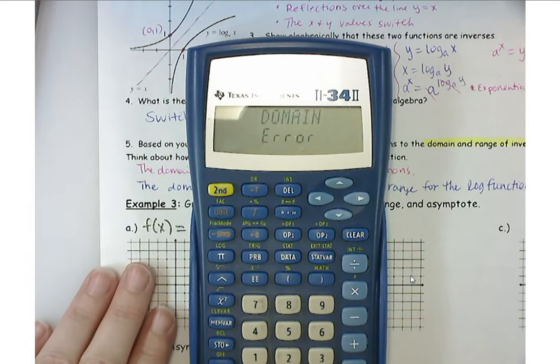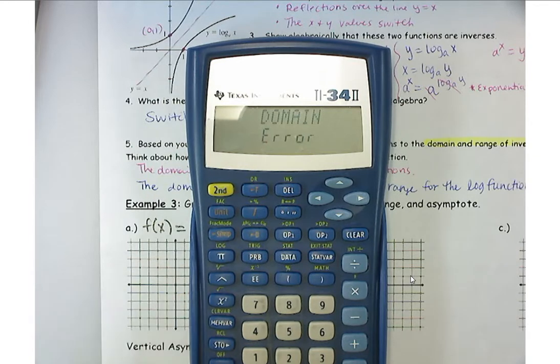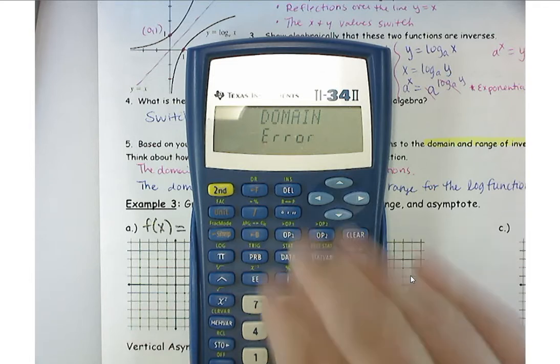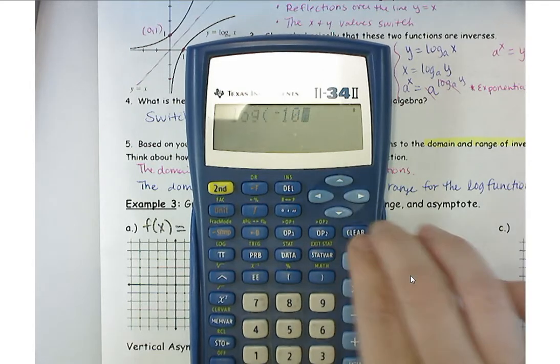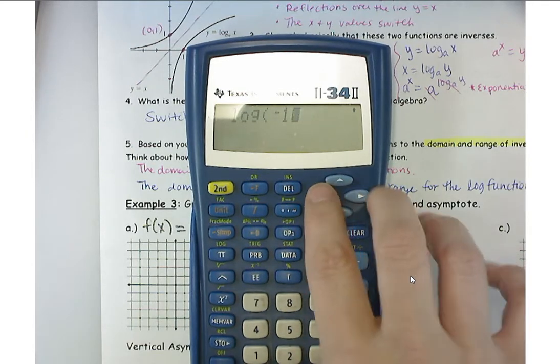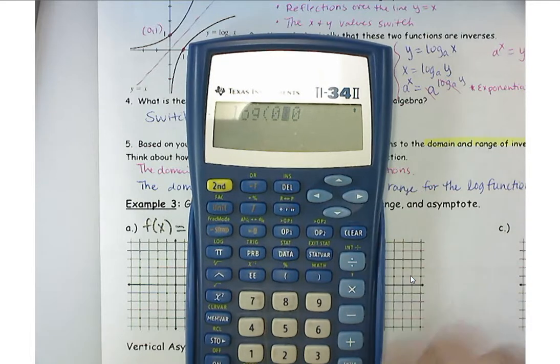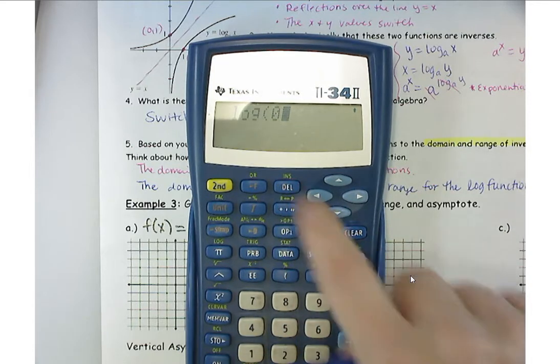Get a domain error, right? So the thing with logs is you can't take the log of a negative. We're going to explore that more, but it's based on your exponential function. Remember we talked about last week how the reason why your range is not all real numbers is because they get really, really small. They never dip into the negatives. That's why you can't take your log. You also can't take the log of 0. If you try to take the log of 0, not going to happen.